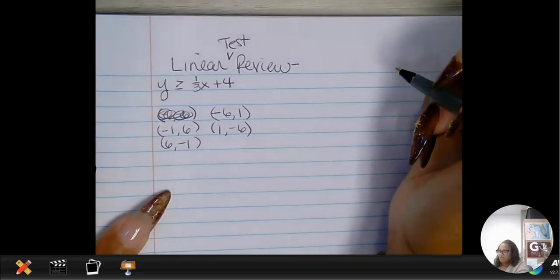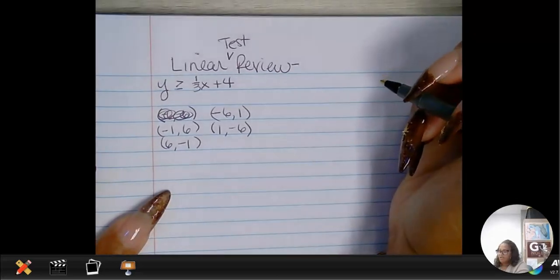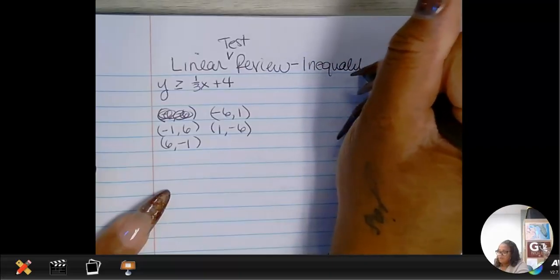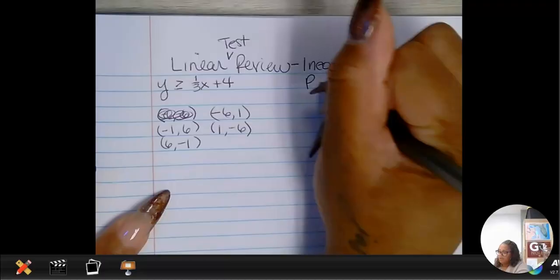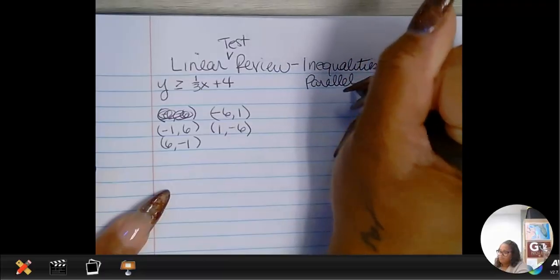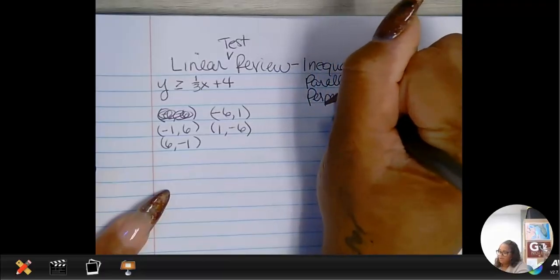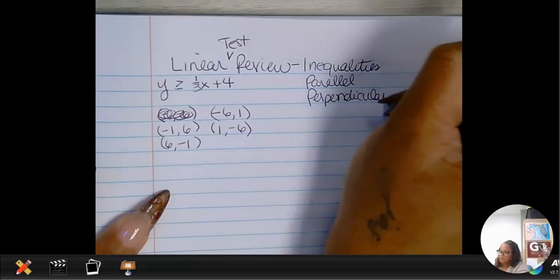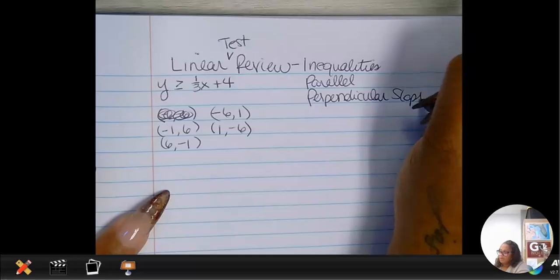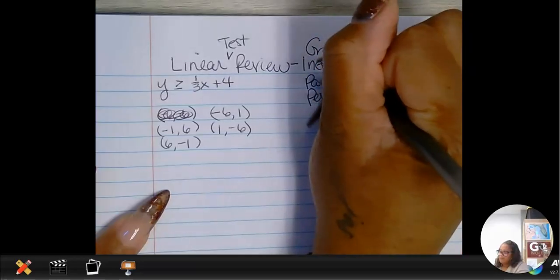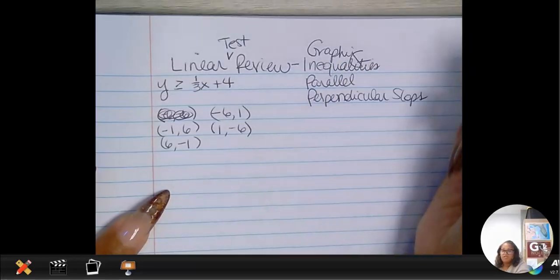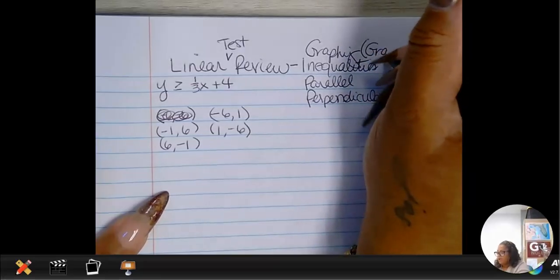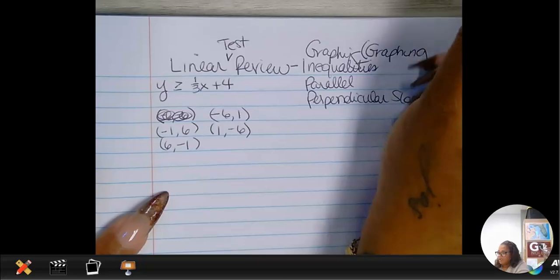Okay guys, I'm going over your questions on your linear test review. This is inequalities, parallel, perpendicular, slopes, and graphing these things. I'm not sure if the question that appears, this does not look like the word graphing, of what appears when you open up your questions.